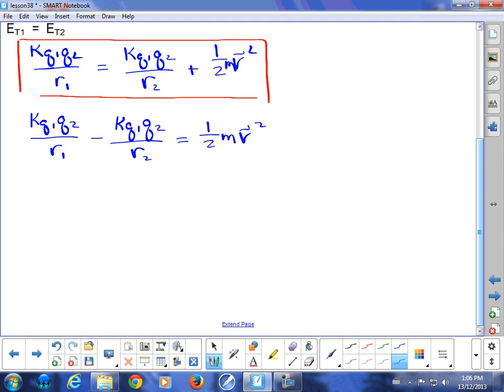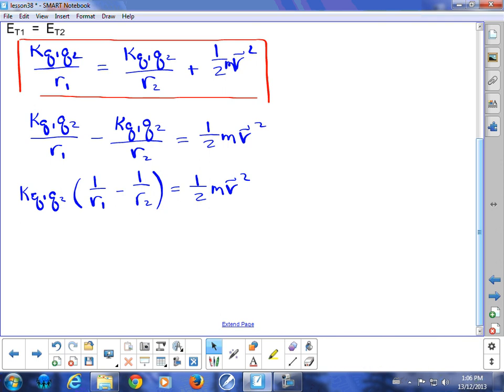On the left side, I have kQ1Q2 that are common, so we're factoring out those. That leaves me with 1 over R1 minus 1 over R2. Now, where have we seen that formula before? The previous day, we talked about the change in potential energy, and that is the exact formula for the change in potential energy, except for those that notice, these two are backwards. It was R2 minus R1 the other day. So we can change that mathematically to 1 over R2 minus 1 over R1.